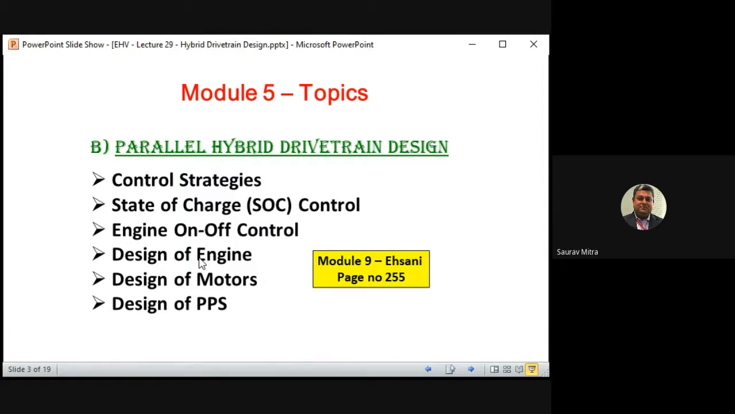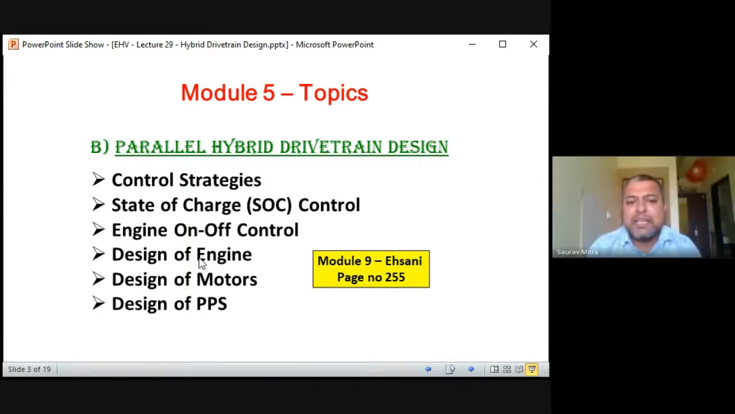And here again the same thing we will see, that is what are the different control strategies. So the topics are in a similar line, but once we have to do the control strategy for series, once we have to do the control strategy for parallel. So first is different control strategies for parallel hybrid drivetrain design, then state of charge, SOC control, then engine on-off control, and then comes the design part. So there we will find the design of engine, design of motors, design of PPS.